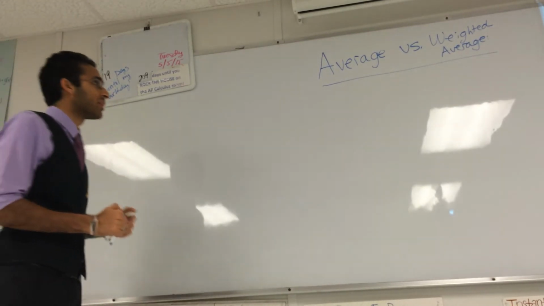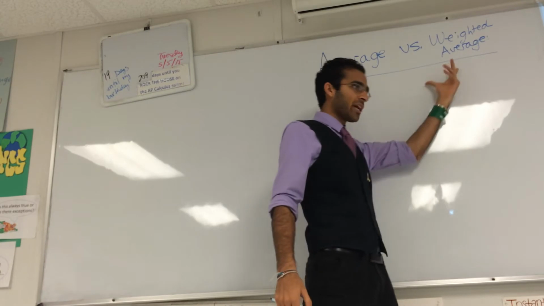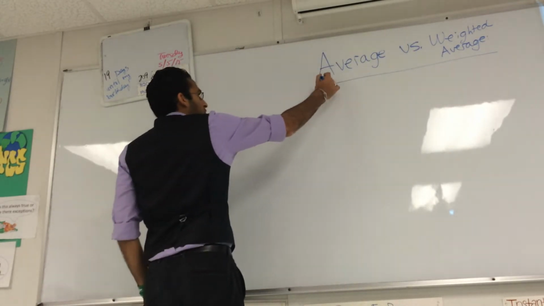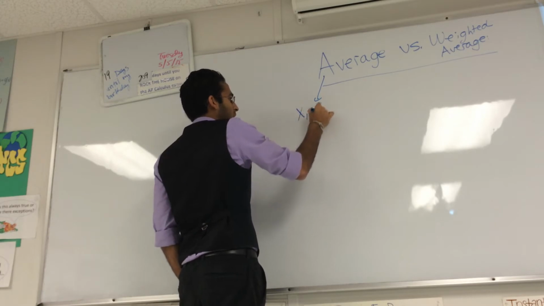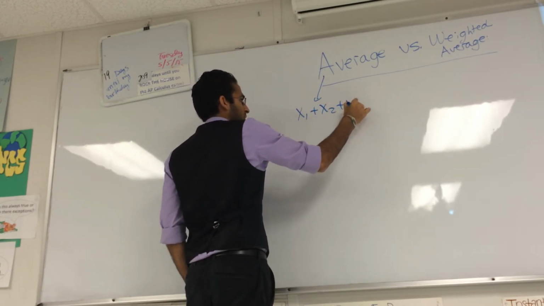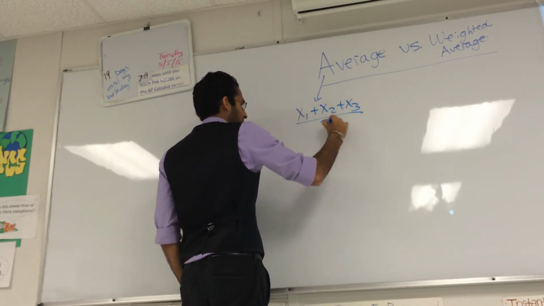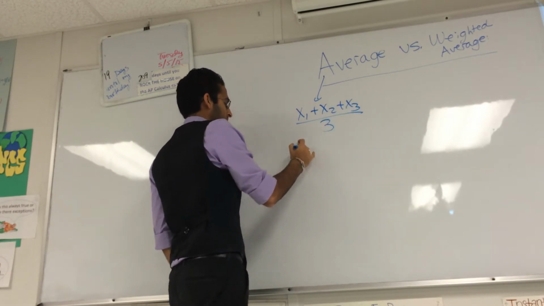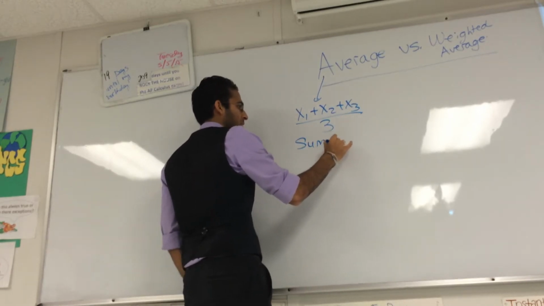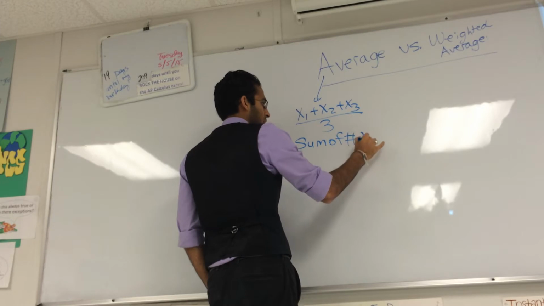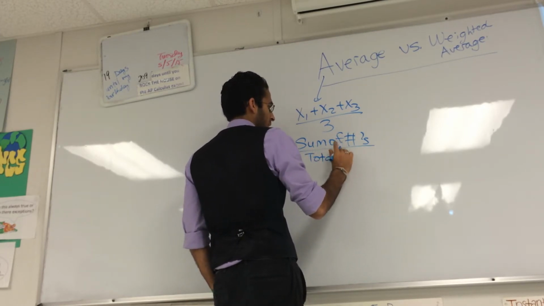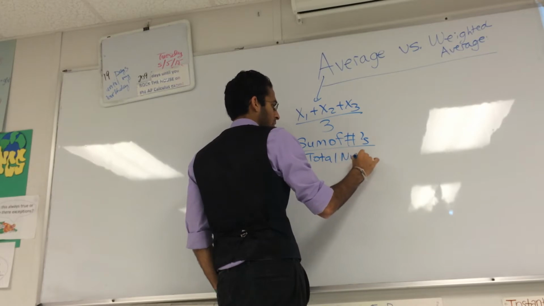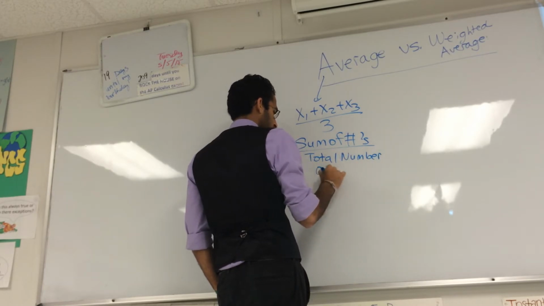So what I want to talk about today is the difference between an average and a weighted average. Most folks here know what an average is. An average is just x1 plus x2 plus x3 divided by 3. Right? So you take the sum of numbers and divide it by the total number of numbers.